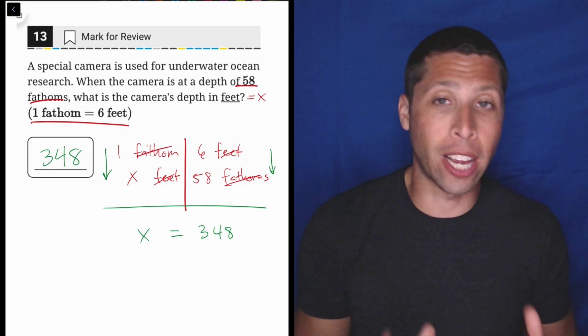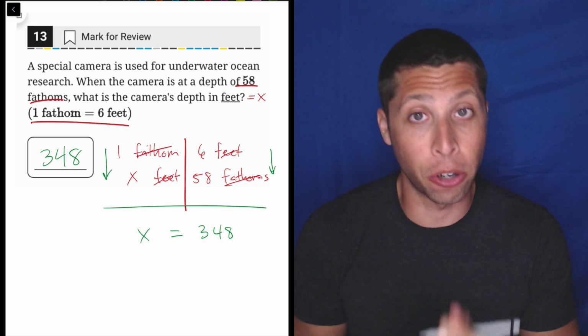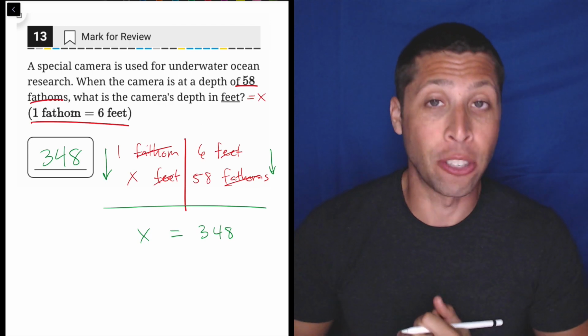It's definitely much nicer to do that when we have multiple unit conversions, which could easily happen on harder questions on the SAT. They do ask that occasionally.